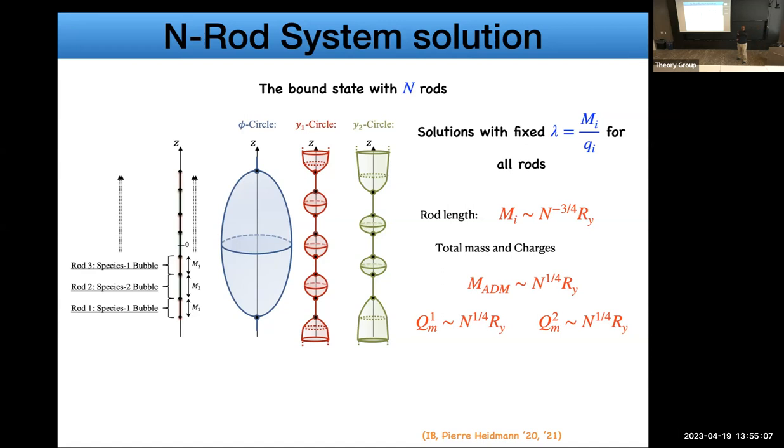Okay. So you can, for example, solve the problem explicitly and show that the mass contribution of each rod is going to scale as the number of rods, or the number of bubbling structures, to the minus 3/4 times Ry, where Ry is the asymptotic radius of the extra dimension. You can compute the mass explicitly of this thing, and it will scale as n to the 1/4 times Ry. So if you make many, many bubbles, you can make some very heavy object that's sitting there. There are some charges that scale appropriately.